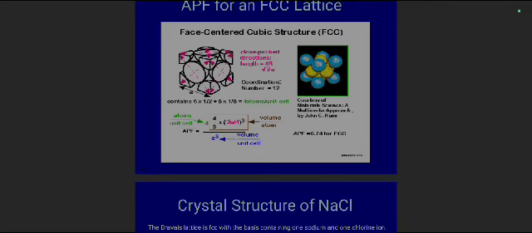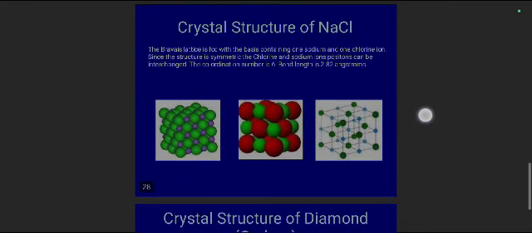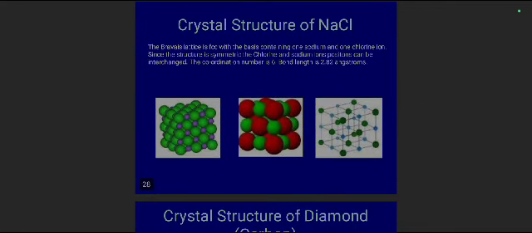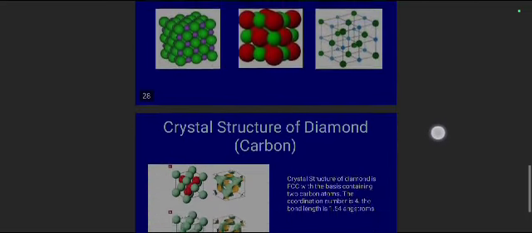You can see here the diagrams and crystal structure of NaCl. The lattice is FCC with the basis containing 1 sodium and 1 chlorine ion. Since the structure is symmetric, the chlorine and sodium ion positions can be interchanged. The coordination number is 6. Bond length is 2.82 angstroms. You can see the diagrams.